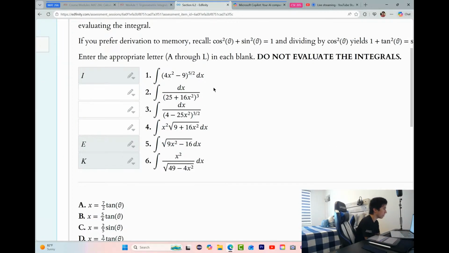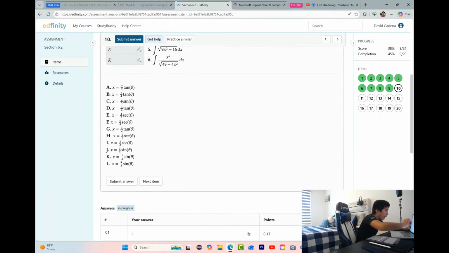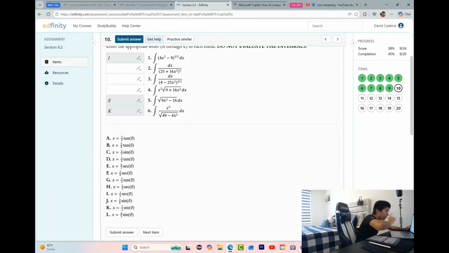All right, applying that same logic here. We have 25 and we have 16. So here we have a squared plus x squared. 25 over 16, we take the square root of that, we get 5 over 4. We need 5/4 tangent. That's B. We're cooking.